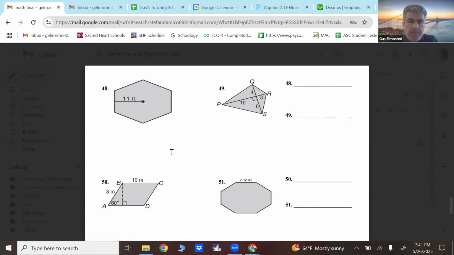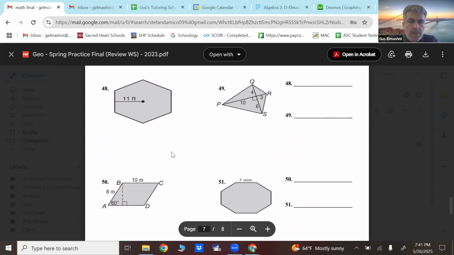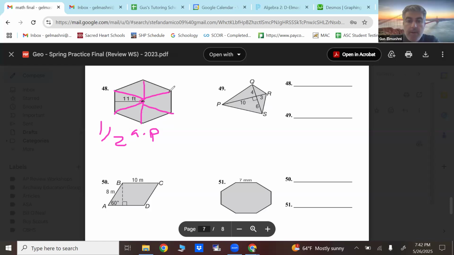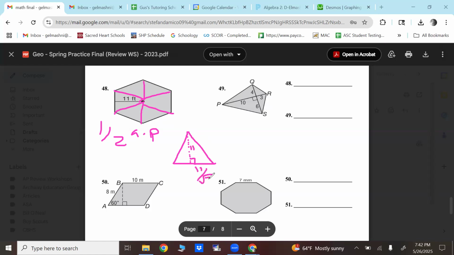Here you can do 1/2 the apothem times the perimeter. This is called the apothem. It's a hexagon. So what that means is you have 30-60-90 ratios everywhere. So that's 11 over root 3. So it's 22 over root 3.